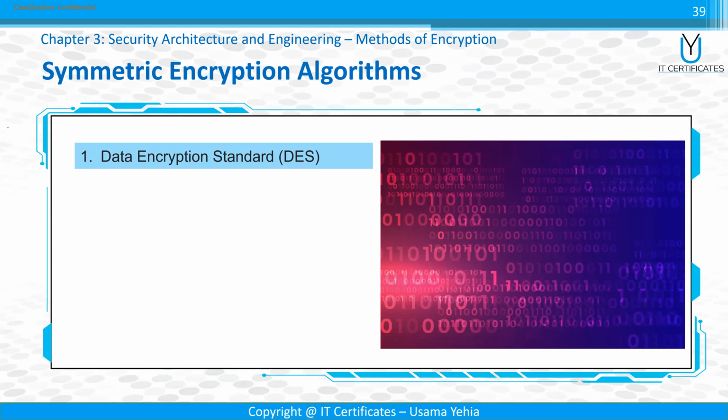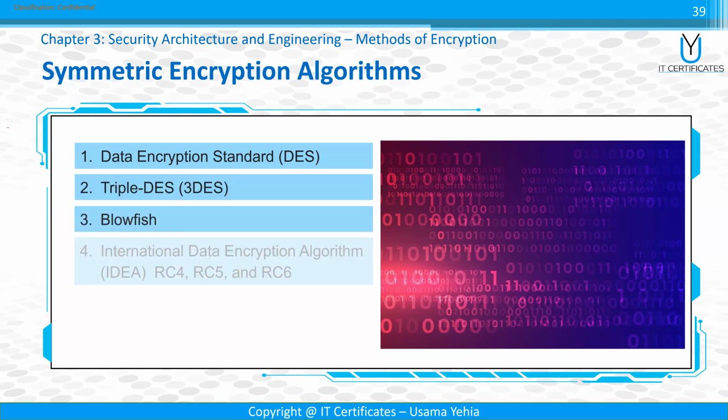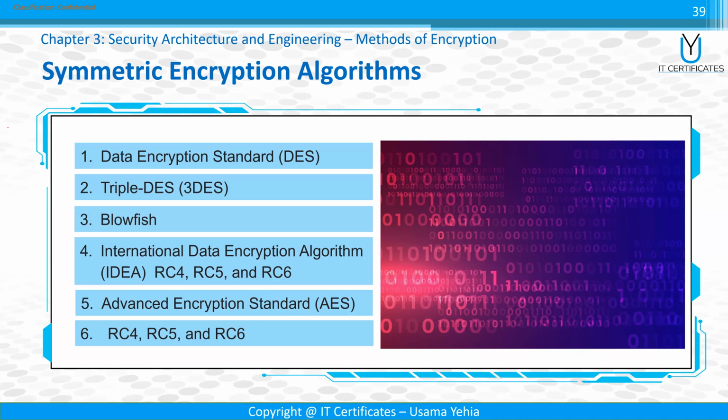What are the algorithms used for symmetric encryption? In symmetric encryption, we have some well-known algorithms, and we use the same key for encryption and decryption. We have the Data Encryption Standard, which is DES. We have Triple DES, 3DES. We have Blowfish. We have IDEA, the International Data Encryption Algorithm, and RC4, RC5, RC6. We have the Advanced Encryption Standard, AES, and this is the standard one which is used right now.